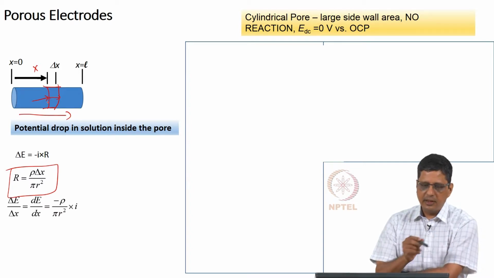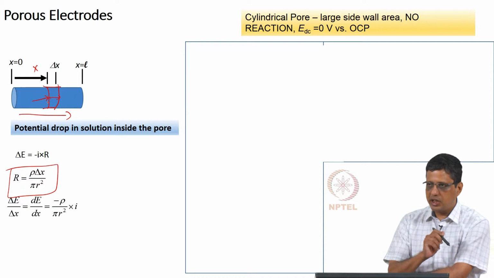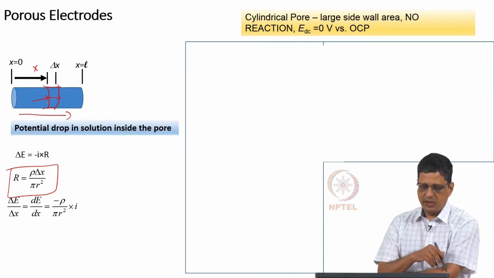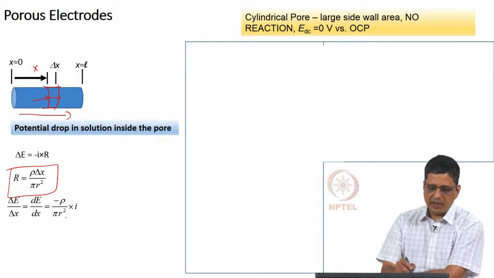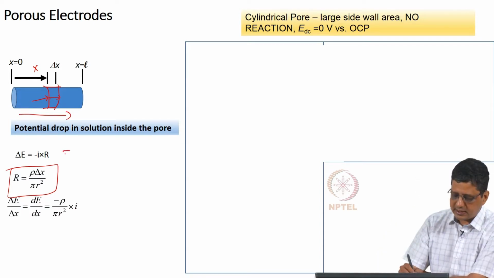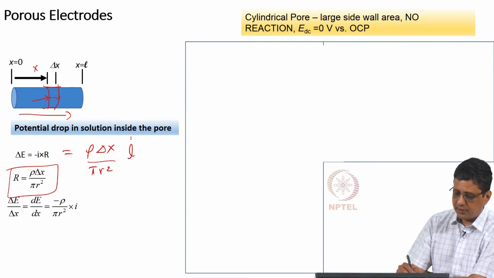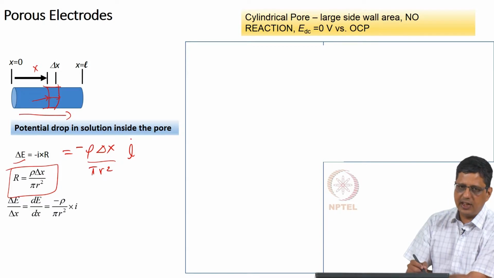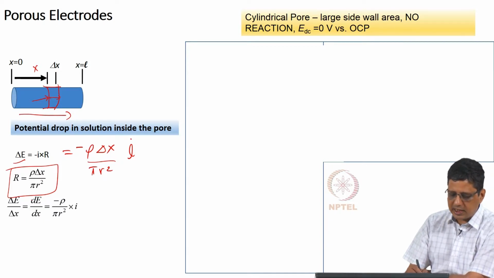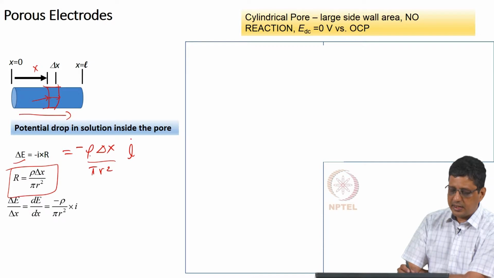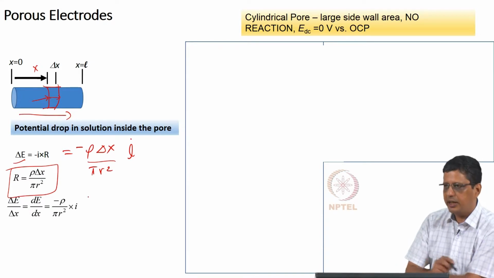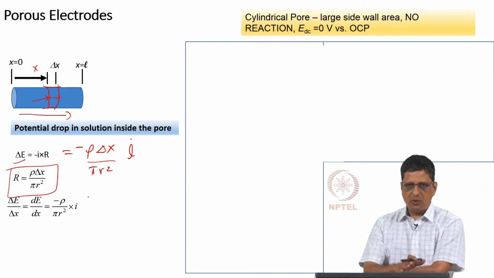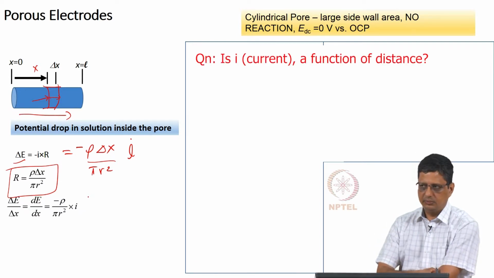Now, if I want to find, as I go along the length, what is the potential drop? dE by dx is going to be given by rho by pi r square times I. So, I write here rho del x by pi r square. I rearrange it and say del E by del x, in the limit of del x going to 0, is written as dE by dx, and the remaining terms are rho by pi r square into I. We do not know what the I is yet. Is it a function of distance? Yes, I is a function of distance.